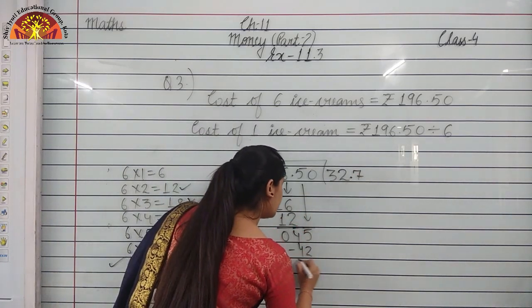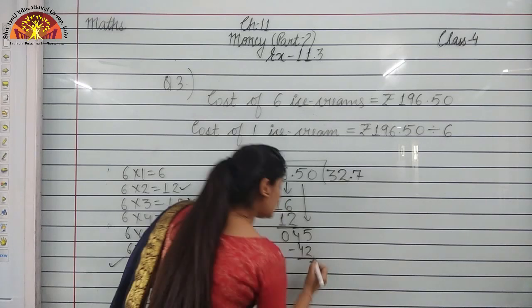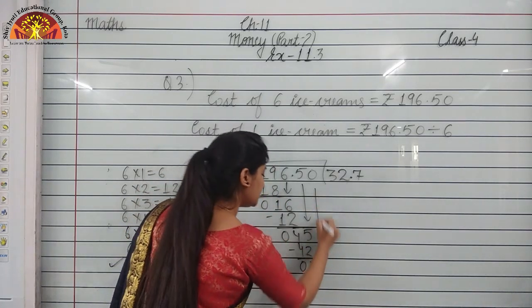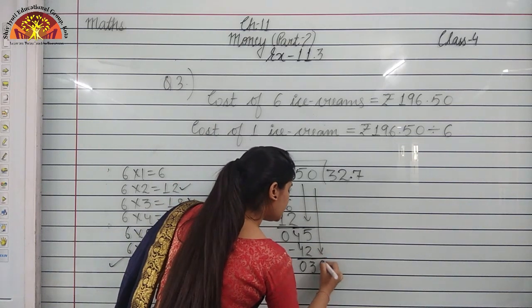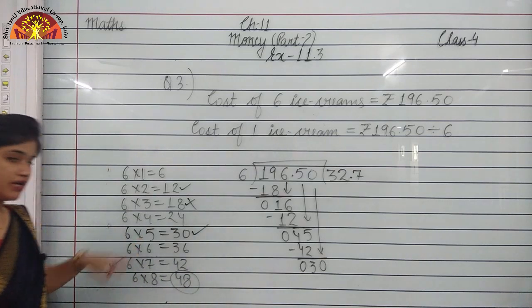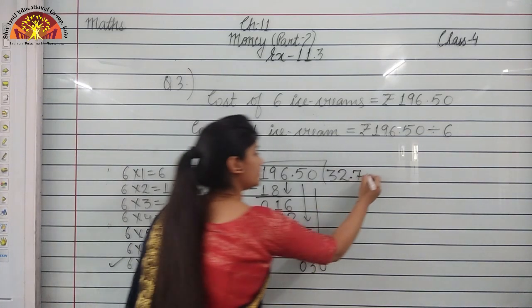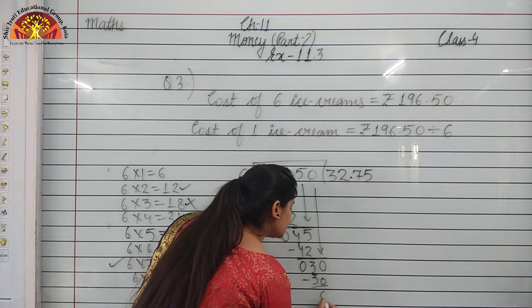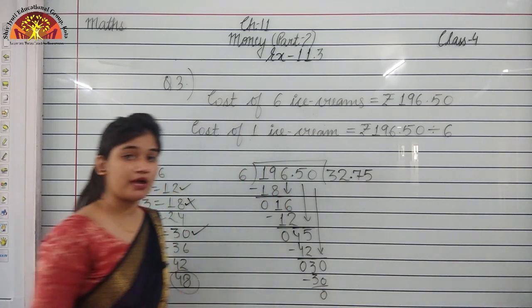42, and the remainder will be 3. 5 minus 2 will be 3, 4 minus 4 will be 0. Now the 0 will come here and it will be 30, and students, 5 times we are getting 30. So we will write 5 here and 30 here because 6 5s are 30, and we are getting remainder 0.